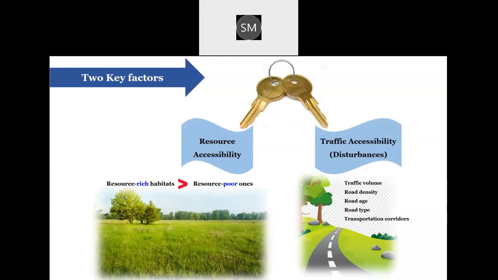So we can see that in general, there are two key factors which help in the development or invasion of any plant. These two factors are resource accessibility and traffic accessibility. Resource accessibility means how much nutrient is available to these plants. We can categorize habitat into two types: resource-rich habitat and resource-poor habitat. In a resource-rich habitat, since resources are plentiful, these plants are many in number and develop successively. However, in a resource-poor area, although they are lesser in number, they still occupy it also.